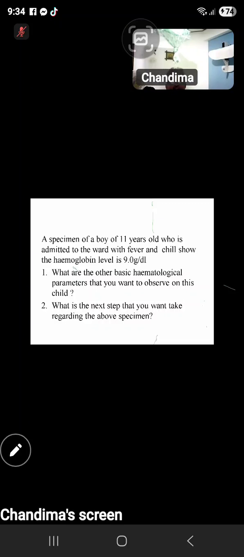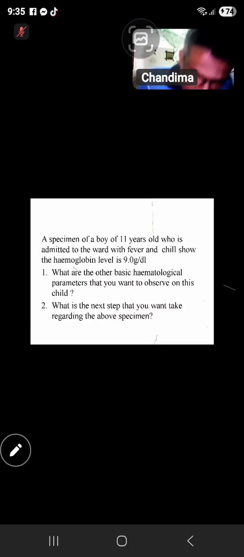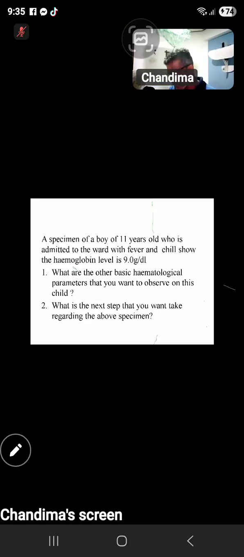Right. What is the next step that you want to take regarding the blood specimen? I put a slide earlier for you. You have to write all the things: observe the sample, compare with the request form, and such things. Finally, you have to mention drawing a blood film and observing the red cell parameters. According to the question and the marks given, you can go beyond that.